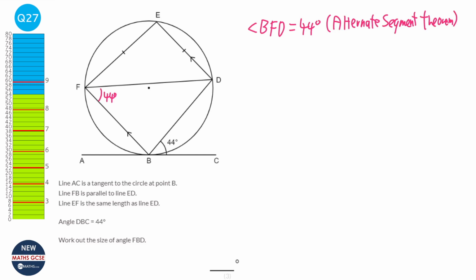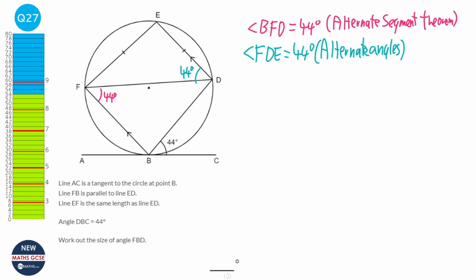Now next I notice that we've got a set of parallel lines here, and we've got a line going through them. And so the 44 degrees there is going to be equal to this one here. And so this is going to be 44 degrees. So we say angle FDE equals 44 degrees. And the reason this time is alternate angles. Put the E in, angles. And again, you have to use the word alternate.